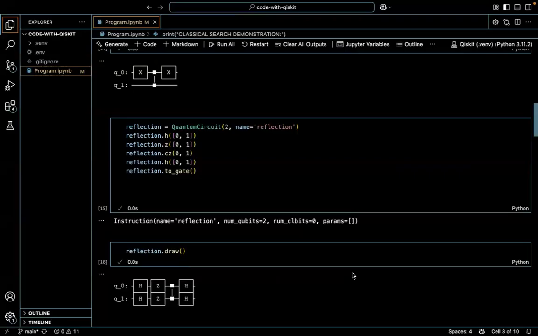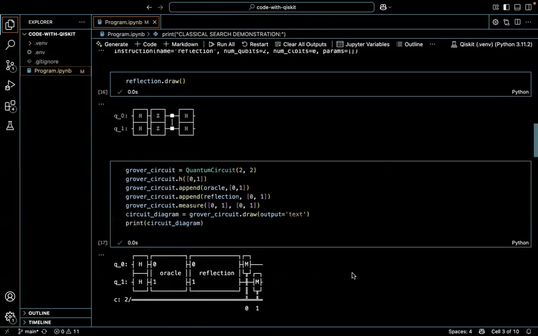Without this reflection step, the phase flip alone would be undetectable, which is why these two operations always work together in Grover's algorithm.